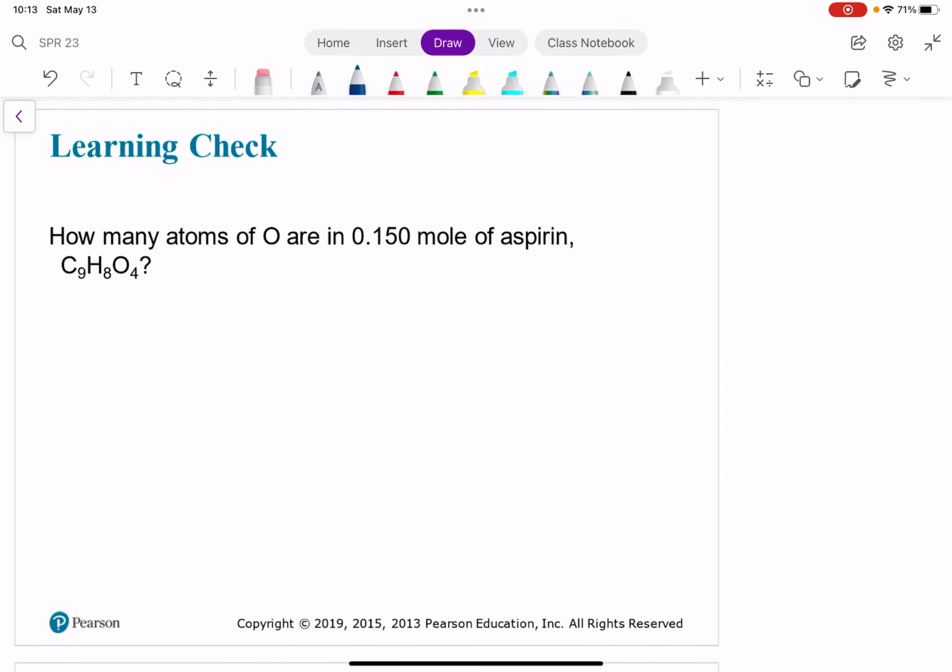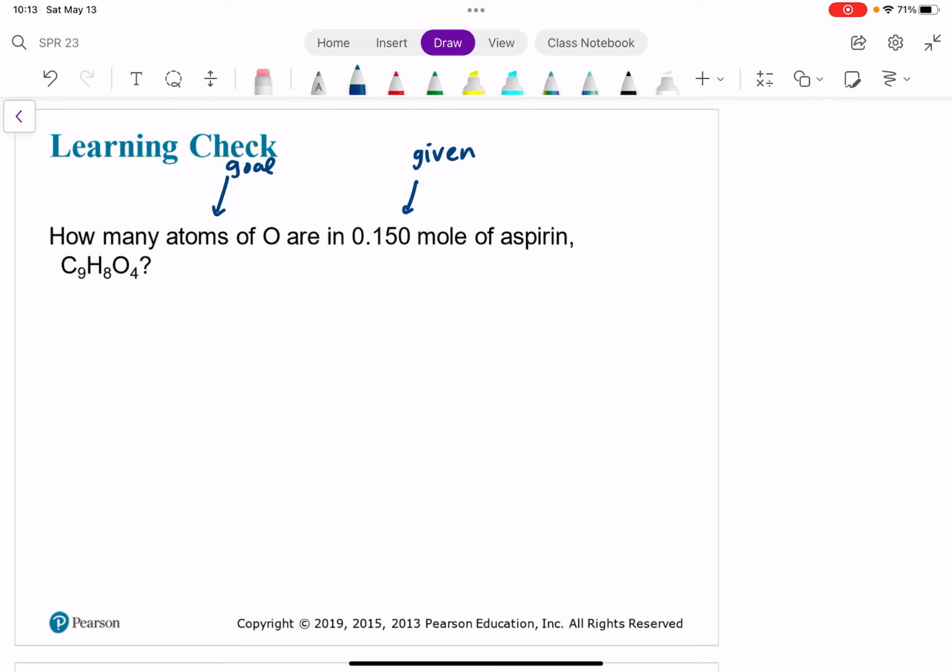So how many atoms of oxygen are in 0.150 moles of aspirin? So we are given this number, 0.150 moles of aspirin, and we want to get to atoms. Do we want to get to atoms of aspirin? No, we want to get to atoms of oxygen. So it's a little bit different. So this is our goal.